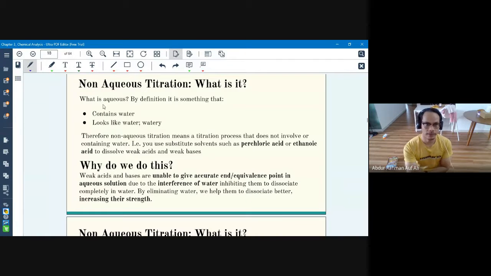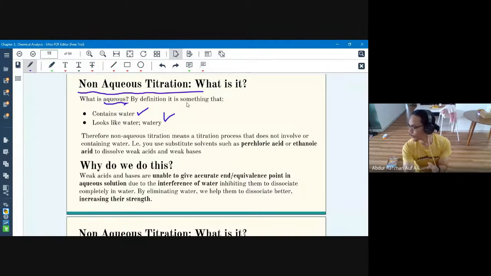So let's take a look at the definition of non-aqueous in the rule. So what is aqueous? It's something that contains water ataupun very watery. Okay, because in lab, in makmal, kalau kamu masuk dalam mana-mana makmal, kalau kamu nak prepare any solution, if you want to test certain chemicals, certain drugs, pharmaceutical drugs, I mean, kalau dia datang dalam bentuk tablet, you have to grind the tablet and then mix it with a solvent and then you make a solution. You have to turn everything into solution first, baru boleh perform any kind of analysis.